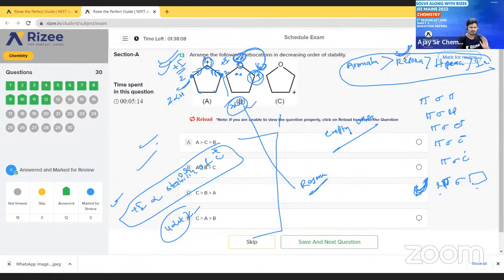Option B is more stable than option A, because in option A a plus I effect is there. When compared to the plus I effect, even though hyperconjugation is there, resonance is dominant. So option B is more stable.